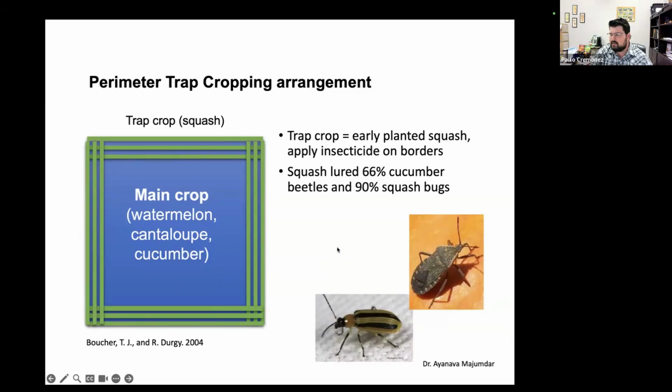But in this case, there's another factor that accounts for it, which is timing. Timing is crucial. So a good integration with your pesticide management is also important for these different pests.